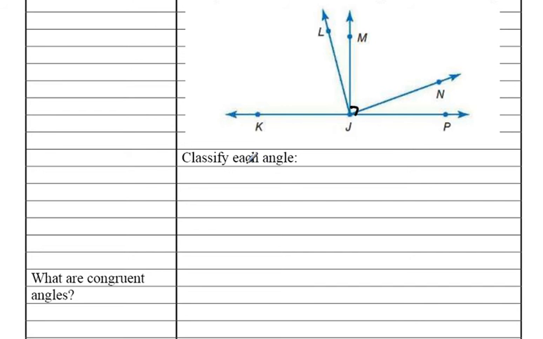I'm going to go ahead and ask the questions. Let's say I wanted to know what MJP was. Classify angle MJP. Go ahead and write down your response. Angle MJP is a right angle. This box right here shows that it is exactly 90 degrees.